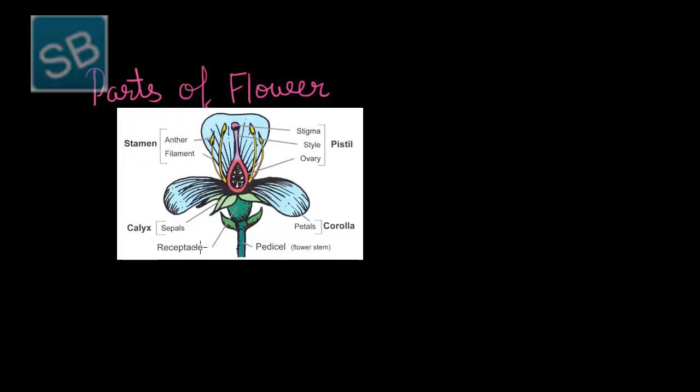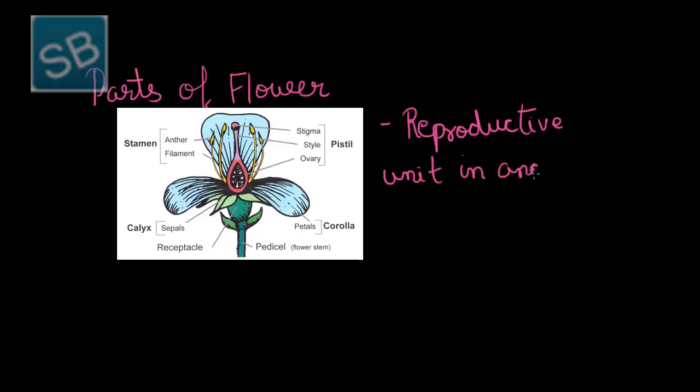Till now we have studied arrangement of flowers, that is inflorescence. Now we will understand about the flower, its parts and types. This is the structure of a typical flowering plant. Now, flower is considered as a basic reproductive unit in angiosperms. That is, it helps in carrying out the sexual reproduction process.